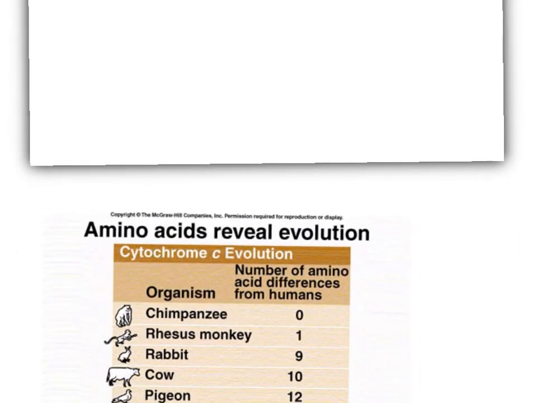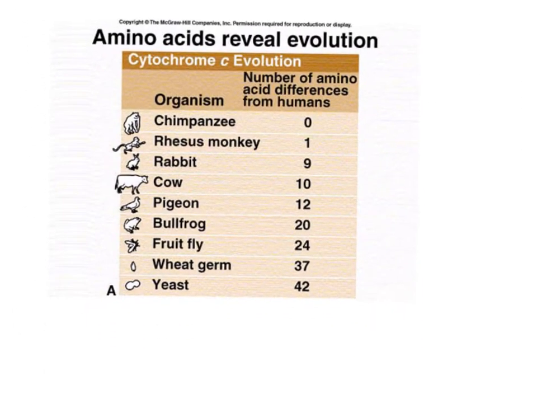Okay, moving down to another little diagram. This diagram here, okay, shows us the number of amino acids that differ in various cytochrome oxidase enzymes in different organisms compared to ourselves, compared to human beings. So chimpanzee cytochrome oxidase is exactly the same as ours. Okay, rhesus monkey is only one amino acid different. Rabbits are 9, cows are 10, etc.